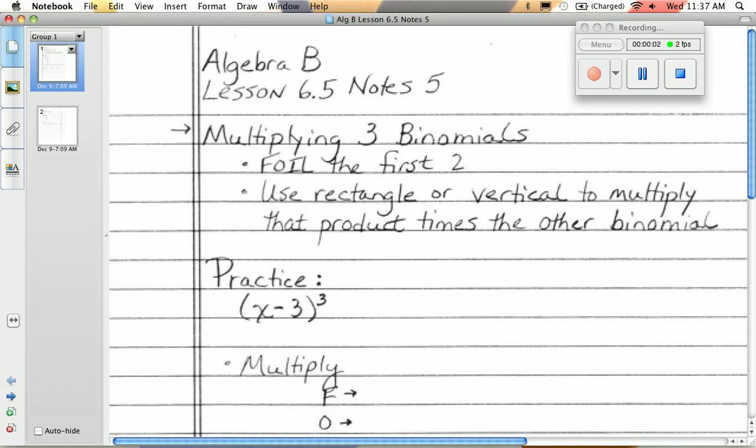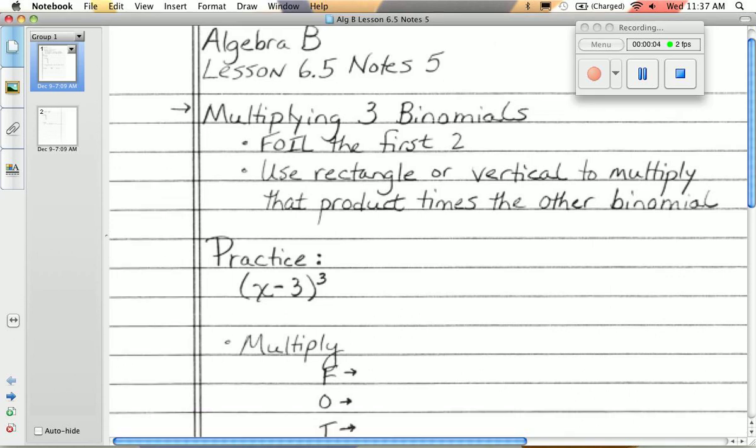Okay, so our last type of multiplying we're going to deal with. That doesn't mean there aren't others, but if we learn everything we've learned so far, multiplying at 6.5, and then what we're going to do today, we'll be doing really good.